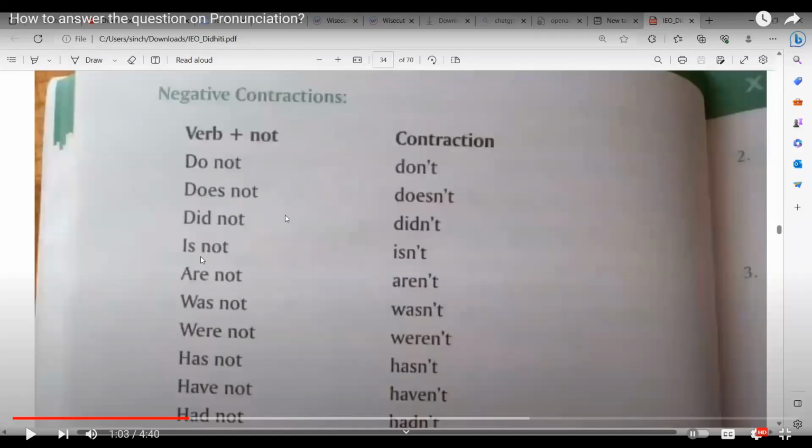Can you give me an example with does not, Tuhin? Yes, ma'am. It does not go to the park. Very good.